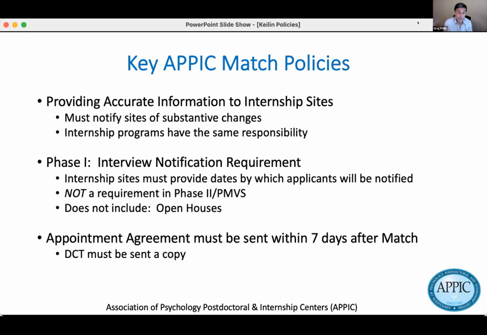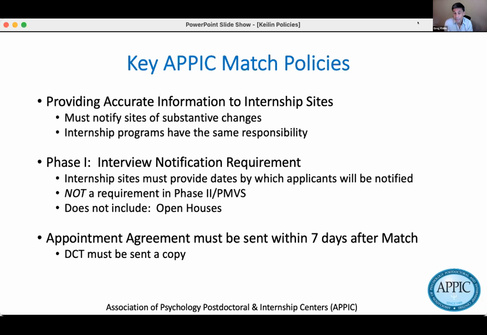This is not a requirement in Phase 2 or in the post-match and does not include open houses, but it is a requirement. If a student does not hear back from a site by that date, I suggest that they wait until the next day and then contact the site and inquire about their status. And if they still don't hear, it is fine for students to contact me. I will follow up with sites without telling the site the name of the student or the program or anything, and just inquire about why there may be an issue with their notification.